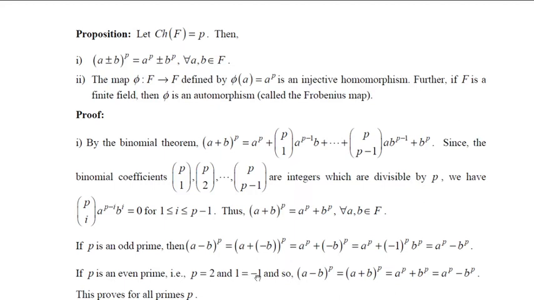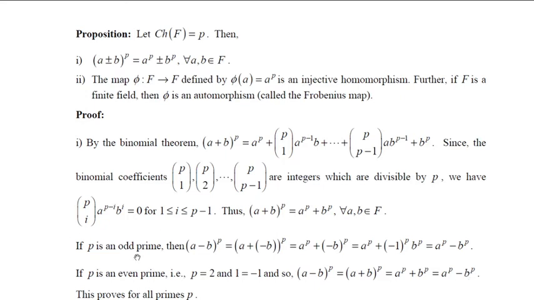So (a - b)^p can be written as, because -1 is the same as 1, (a + b)^p, and we have proved that (a + b)^p is a^p + b^p. But +1 is the same as -1, therefore this becomes a^p - b^p. So when p is an even prime, the result is true. That is, (a - b)^p is a^p - b^p. Now let's go for odd prime.